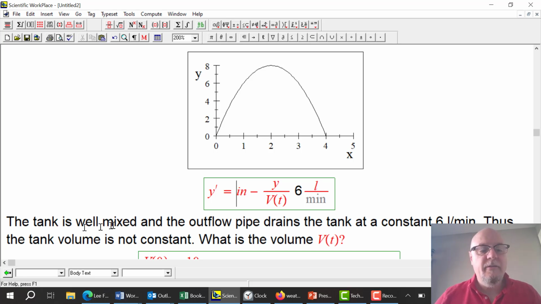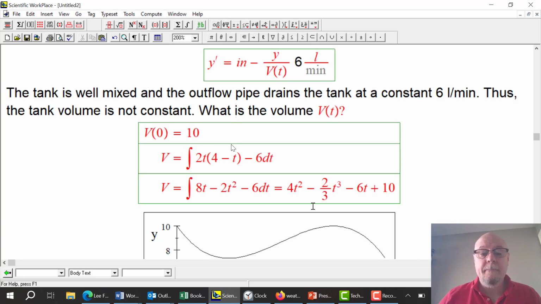Now let's finish reading the question. The tank is well mixed and the outflow drains at a rate of 6 liters per minute. That's this 6 liters per minute. The volume's not constant, so what is the volume? Well, there's where we said we had to integrate. I know initially the volume is 10. I'm integrating the flow rate, that's flow rate in minus flow rate out. Normally we just multiply flow rate in minus flow rate out by time, but now I'm integrating it over time because this in minus out flow rate is not a constant. I'm going to multiply that bracket through so that my integration is easier. When I integrate it, I get a plus c.